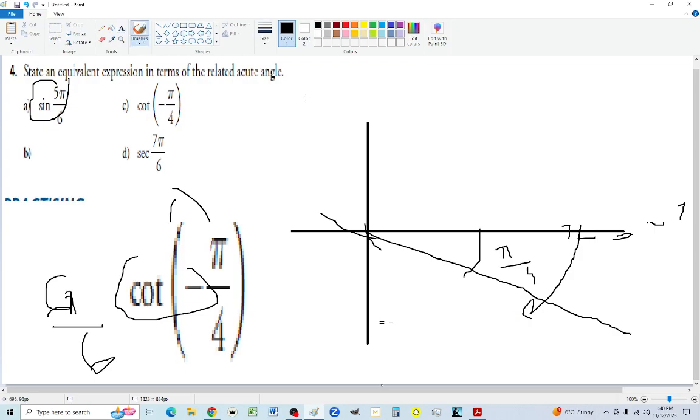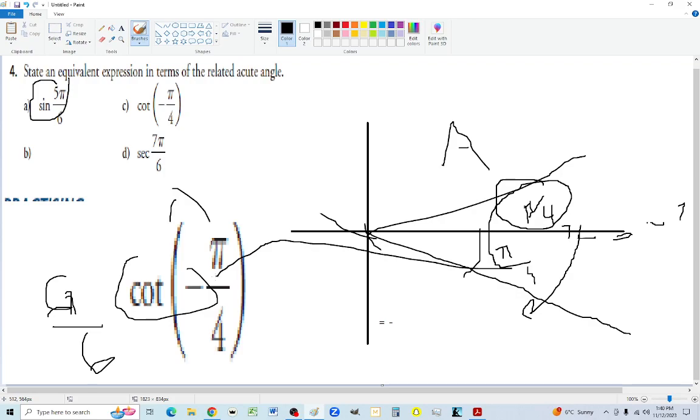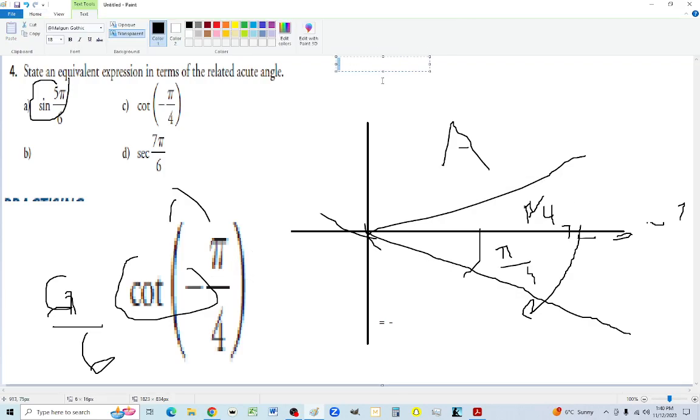Because the acute angle, which is up here, is pi over 4. But the problem with this acute angle up here is it's in quadrant 1, where everything is positive. Therefore, cotangent of pi over 4 will not be equivalent to negative pi over 4 unless we do this. Cotangent of negative pi over 4 is equivalent to the negative value of tangent of pi over 4. How do we prove this?